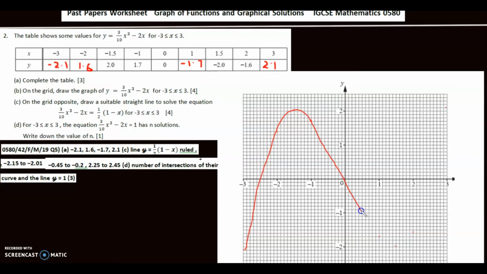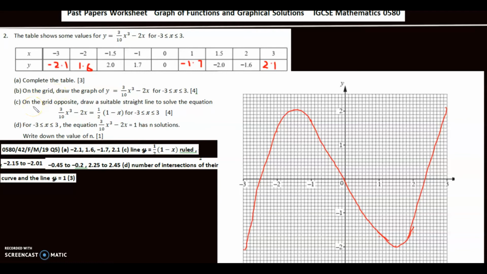Passing through the origin, then here, can't really see the dots. Okay, so roughly a figure like this. So this isn't very accurate, hope you don't make this mistake, but I can't really do much about that. Okay, so on the grid, we're done with part B.